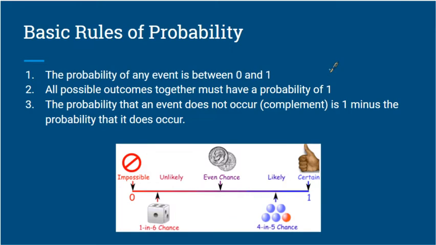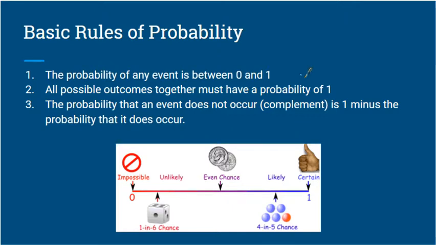Some basic rules of probability that you need to make sure you understand. The probability of any event is between 0 and 1. 0 meaning it is completely impossible, and 1 meaning it is absolutely certain that it is going to happen. All right, so you cannot have a probability less than 0, and you cannot have one that is greater than 1. All the possible outcomes together must have a probability of 1.